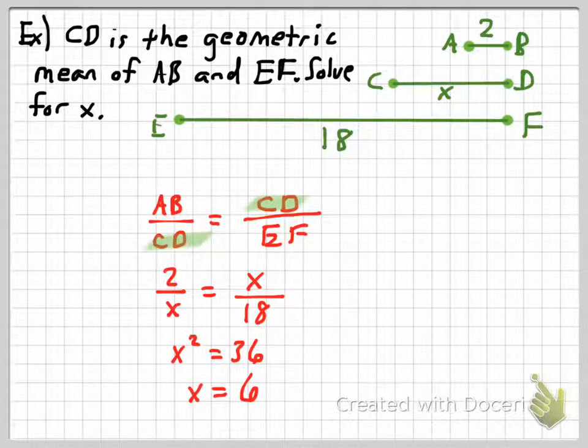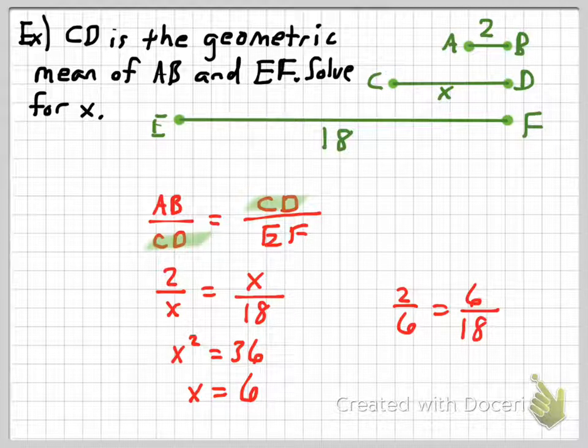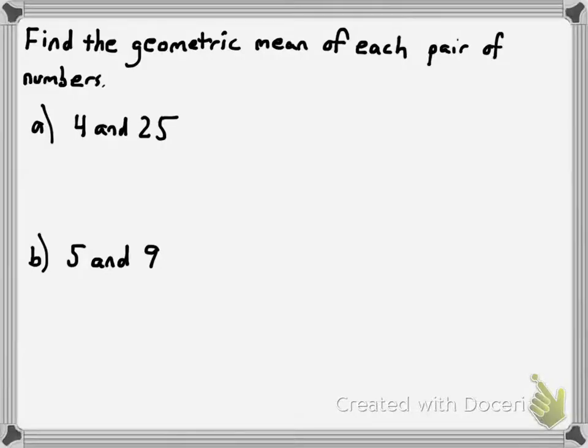6 is the geometric mean of 2 and 18, isn't it? And you can kind of check that because you can easily say that 2 is to 6 as 6 is to 18, and that is 1/3 equals 1/3, so that's a true statement. Alright, so you can make proportions to find geometric means, but it turns out you can do a little quicker thing as well. I'm going to have you find the geometric mean of each of these pairs of numbers.